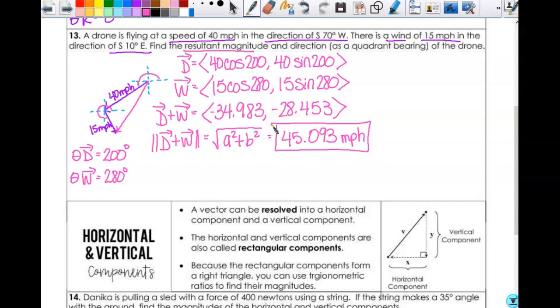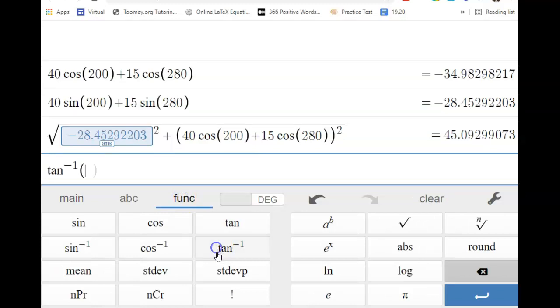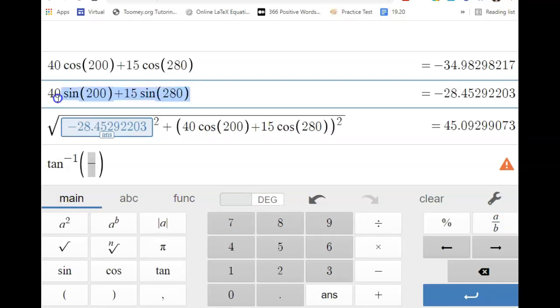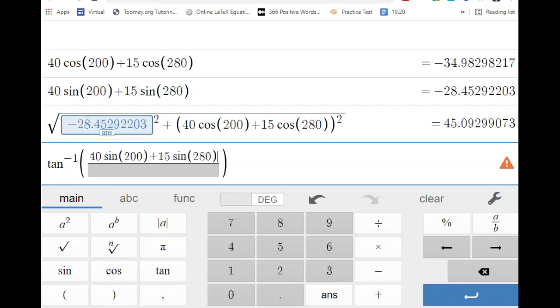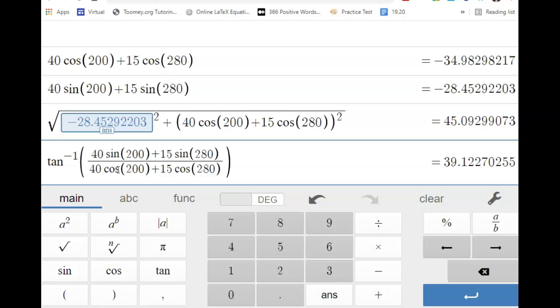There's that part. Then I need my theta. Theta is the tangent inverse of that b over a. Right? This over this, but again, I've got to make sure that I do this correctly. So I'm going to have the tangent inverse of, let's make it a fraction. This is b, so I'm going to highlight that, Control C, put it in the numerator, Control V, highlight a, Control C, put it in the denominator, Control V.